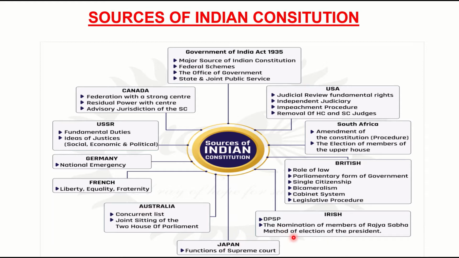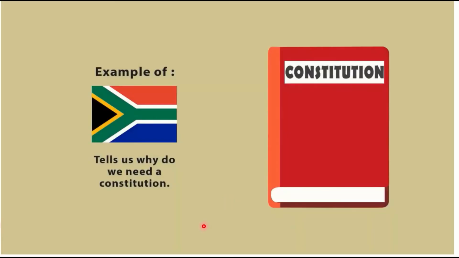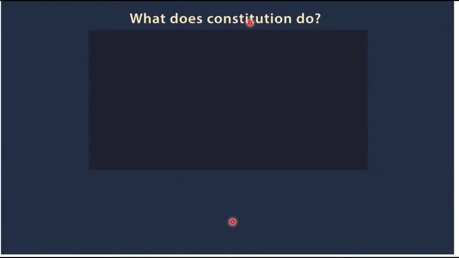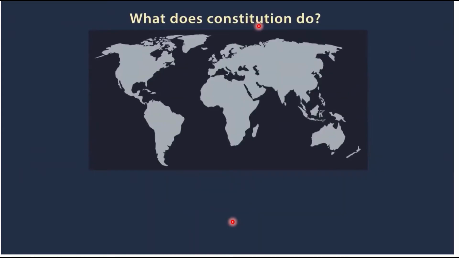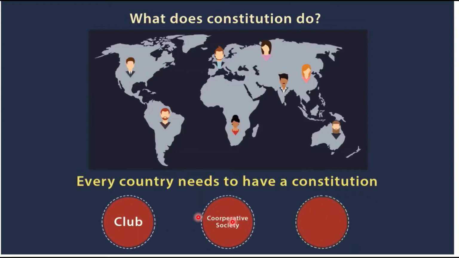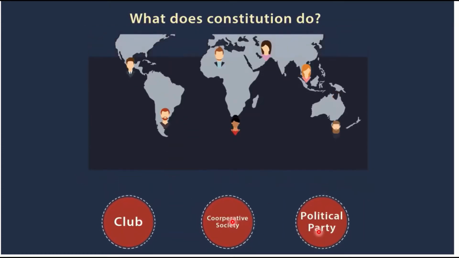That's all. Now, I have tried my best to explain with the help of the video the different concepts of the judiciary as well as the constitution. Remember that there are many countries and all countries have diverse groups of people. Either the country is democratic or non-democratic, every country has to have a constitution. Any club, cooperative society or political party, they all have a constitution.